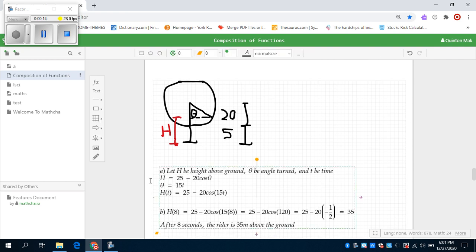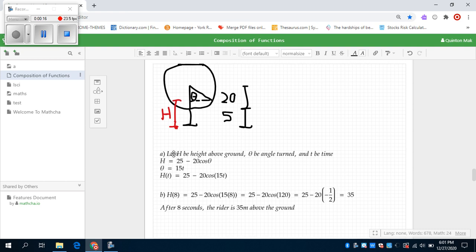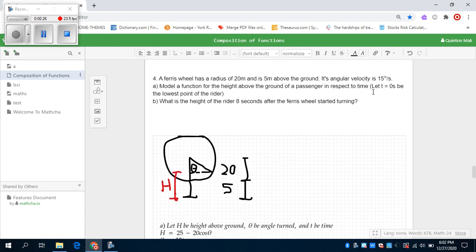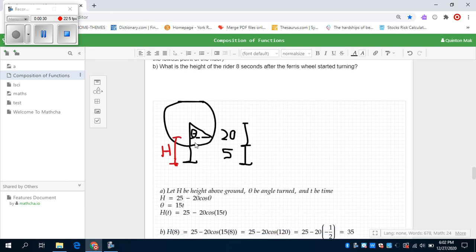For part A, we let h be height above the ground, theta be the angle that the Ferris wheel is turned, and t be time. And t equals 0 is the lowest point of the rider, so theta is the angle from this vertical line right here, right?